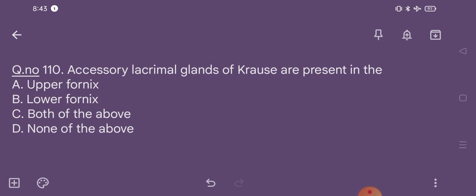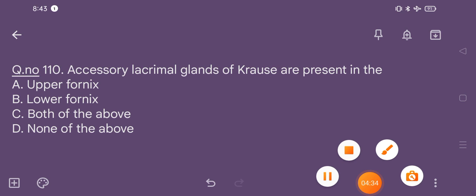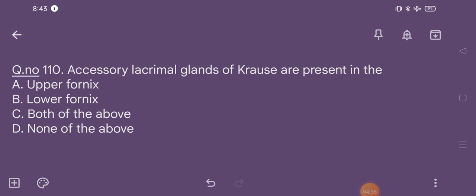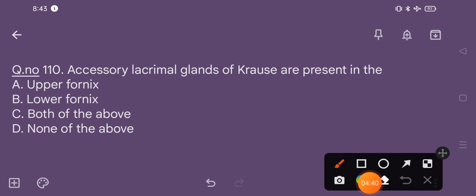Question number 110. Accessory lacrimal glands of Krause are present in: option A, upper fornix; option B, lower fornix; option C, both of the above; option D, none of the above. The correct option is option C, that is both of the above.